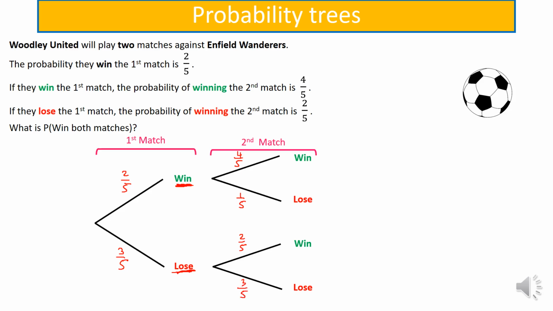Now the final question is, what is the probability they win both matches? So here I've got win and win. Here I've got win and lose, lose and win, and then lose and lose. I want the probability they win both matches, so that's this one here. To find out the probability of them winning both, I need to times 2/5 by 4/5, and that is 8/25, and that's the answer to my question.